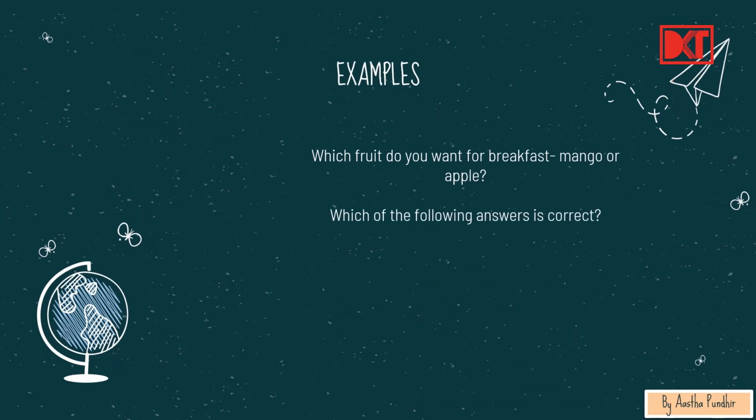Here, let's see the example. Which fruit do you want for breakfast, mango or apple? Here we are asking for a choice. Then, which of the following answers is correct? Again, we are asking for a choice. That's when we use which. Another one, which kid got the best marks in English? So we are asking to choose which kid got the best marks, right?